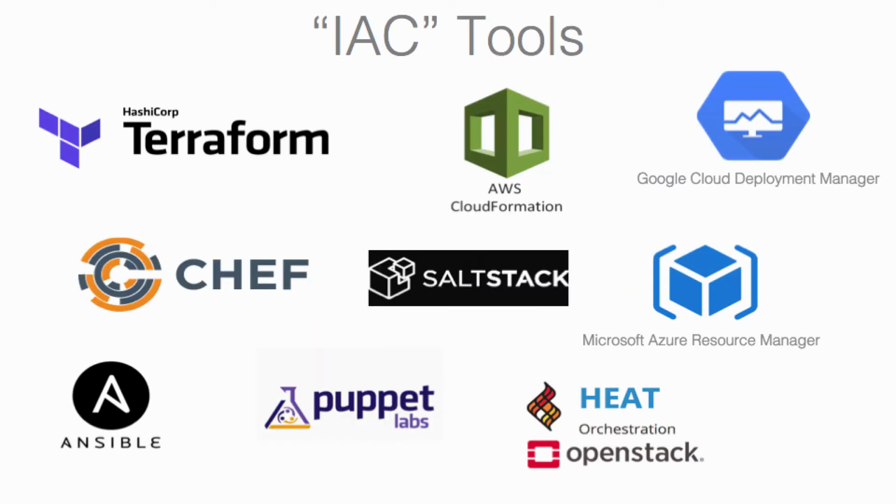And there are so many ways to do infrastructure as code. If we search on the internet, we can find some popular infrastructure as code tools such as Terraform, Chef, Puppet, Ansible, SaltStack, AWS CloudFormation, Google Cloud Deployment Manager, Microsoft Azure Resource Manager, Heat from OpenStack, and many more.